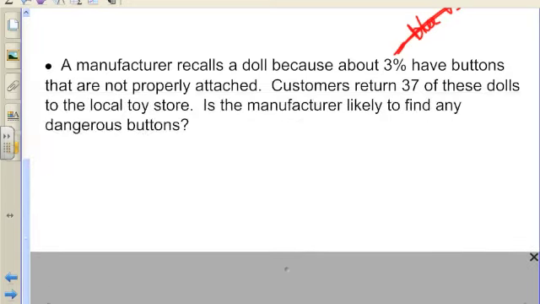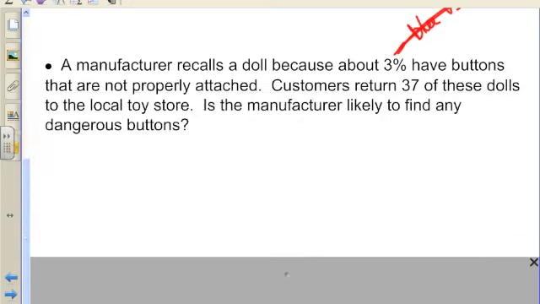All right, on our next one. A manufacturer recalls a doll because about 3% have buttons that are not properly attached. It's a horrible safety risk, right? A little kid could swallow a button. So customers returned 37 of these dolls to the local toy store. Is the manufacturer likely to find any dangerous buttons? Now, we're not going to actually answer this question. We're thinking about, do we have Bernoulli trials here? So, okay, I'll start with, do we have 2 outcomes?